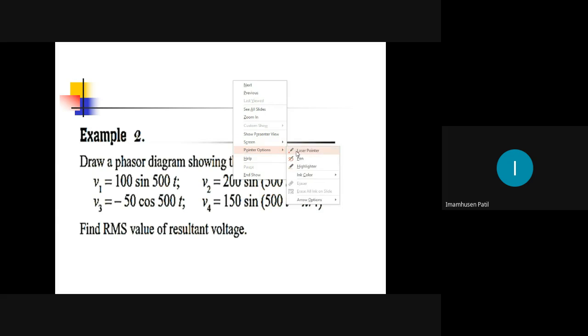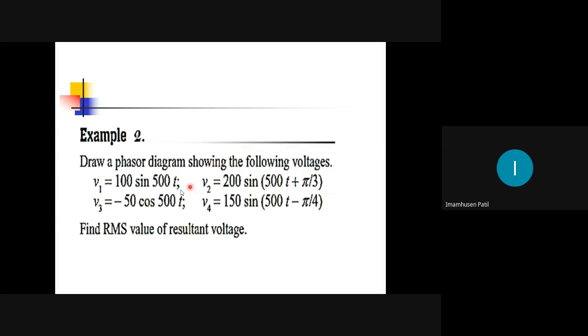See, first of all, you can see here V1. V1 is equal to, this is the instantaneous value, 100 sine omega t. This is standard format. Any AC quantity should always be represented in terms of sine. V1 is in standard format. V2 is also standard format, 200 sine omega t plus pi by 3. That is also standard format.